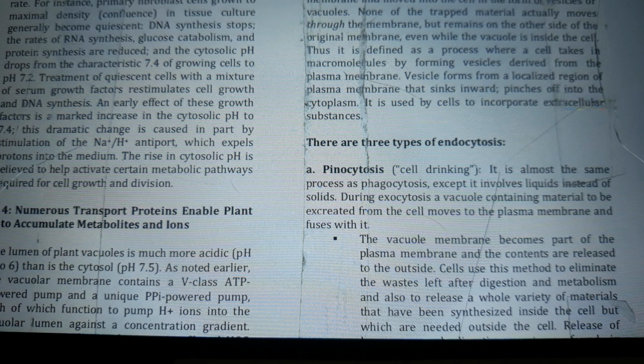An early effect of these growth factors is a marked increase in the cytosolic pH to 7.4. This dramatic change is caused in part by stimulation of sodium hydrogen antiport, which expels protons into the medium. The rise in cytosolic pH is believed to help activate certain metabolic pathways required for cell growth and division.